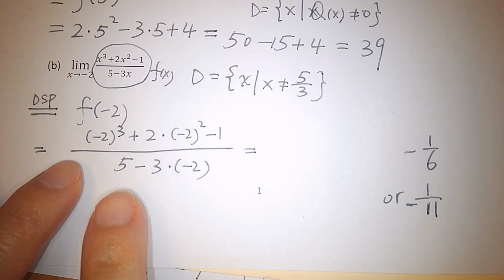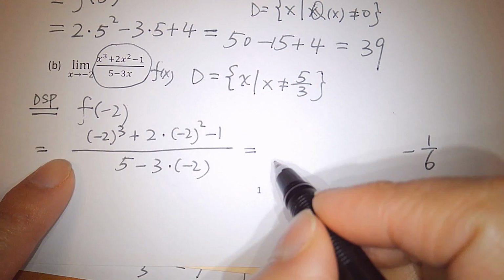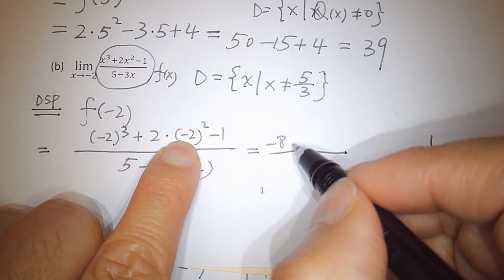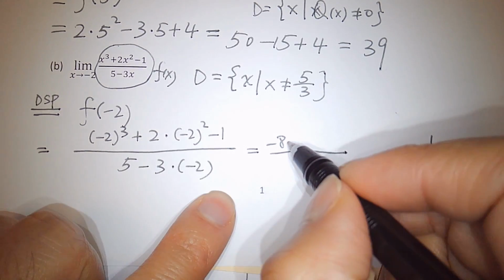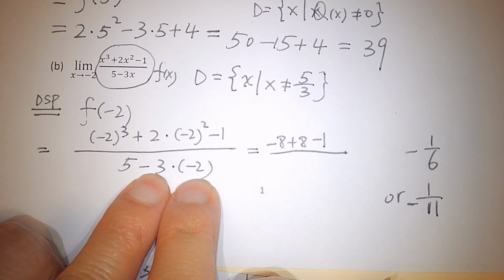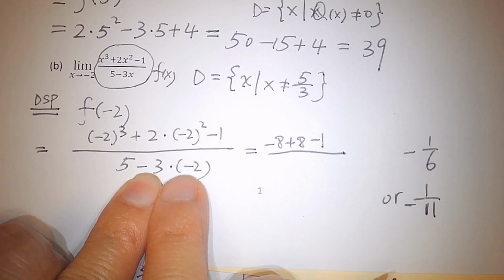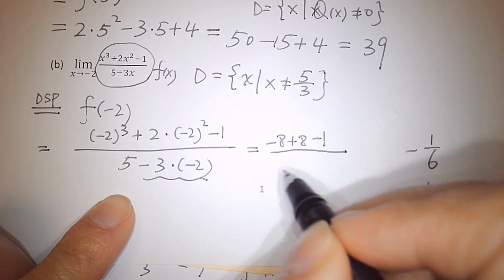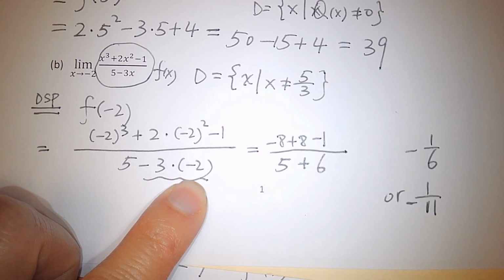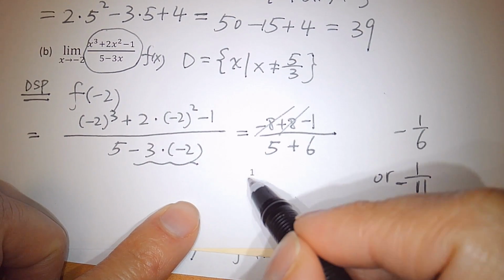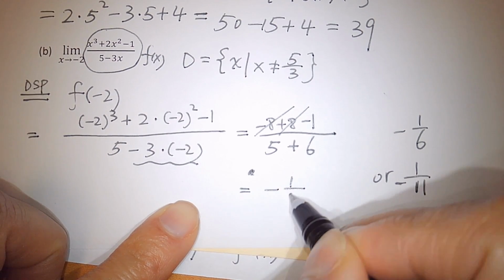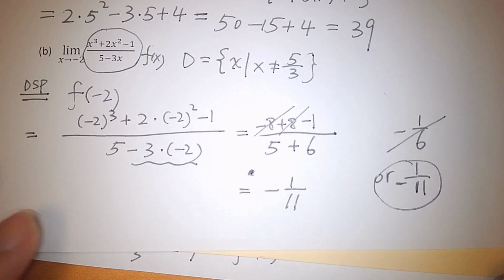Let's try. -2 cubed equals what? -8. Then -2 squared, plus 4 times -2, plus 8, minus 1. On the bottom we should have 5 minus 3 times -2. Multiplication first, right? So 5 minus 3 times -2 gives us 5 plus 6, which is 11. And then the answer should be -1/11. Right, guys?